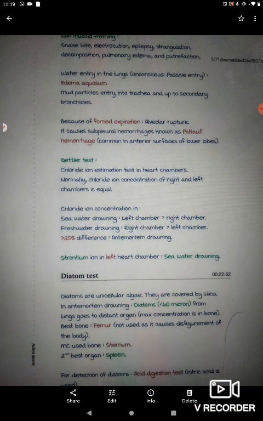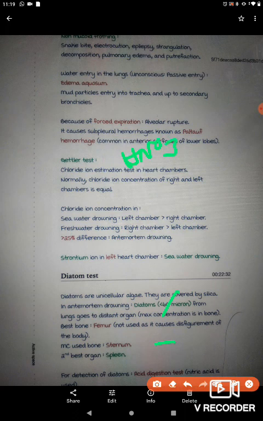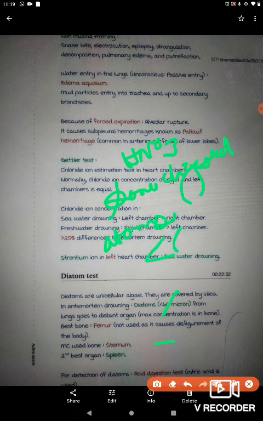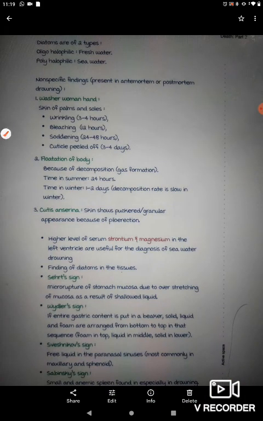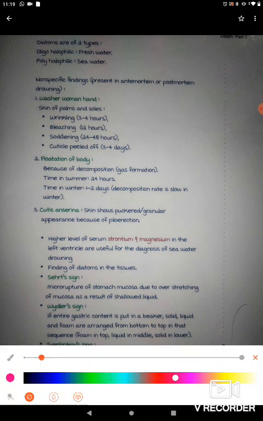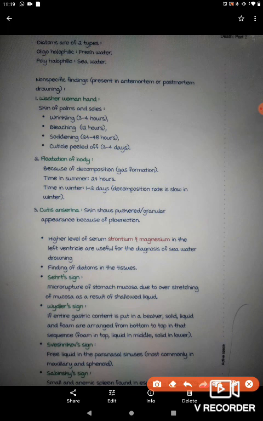For the detection of diatoms in bone, the acid digestion test is used. So what is this acid digestion test? Nitric acid is used and the bone gets digested, while the diatoms remain the same. Only diatoms less than 60 micron enter. Next, we have different types of diatoms: oligohalophilic of freshwater, polyhalophilic of seawater.